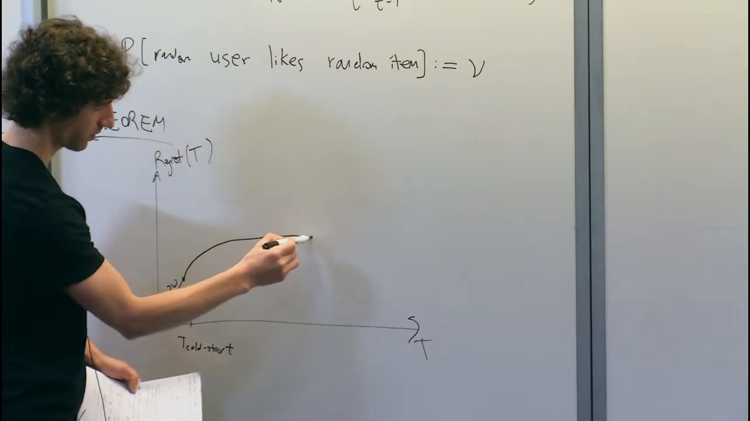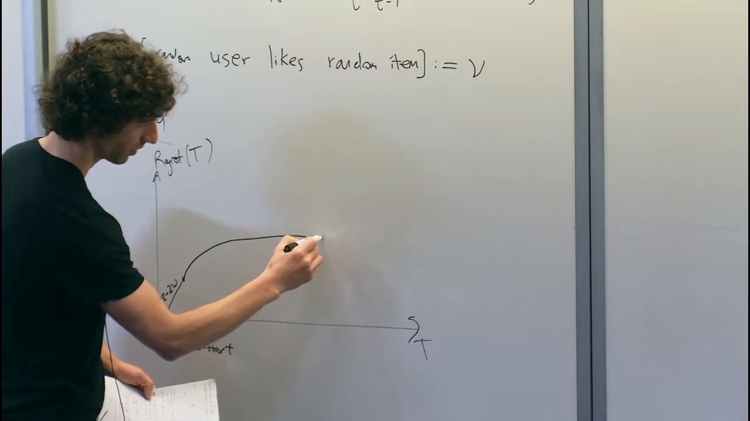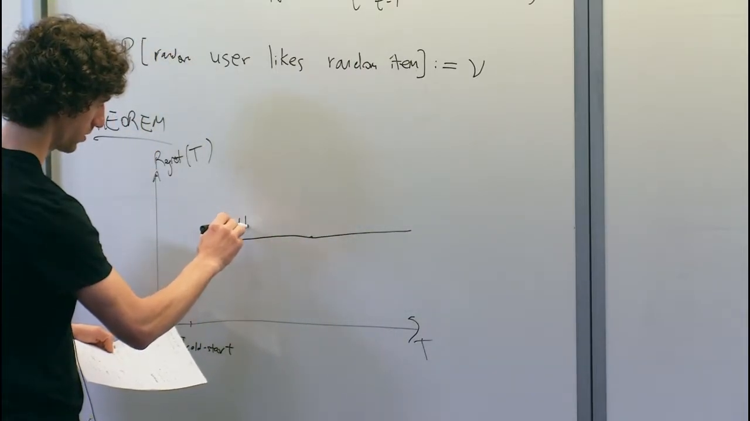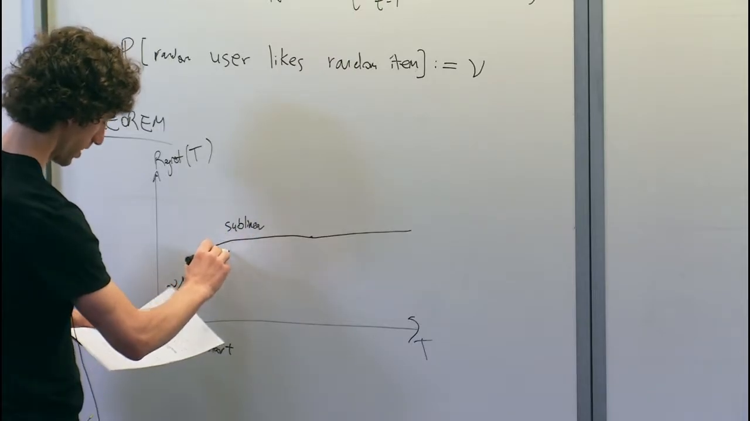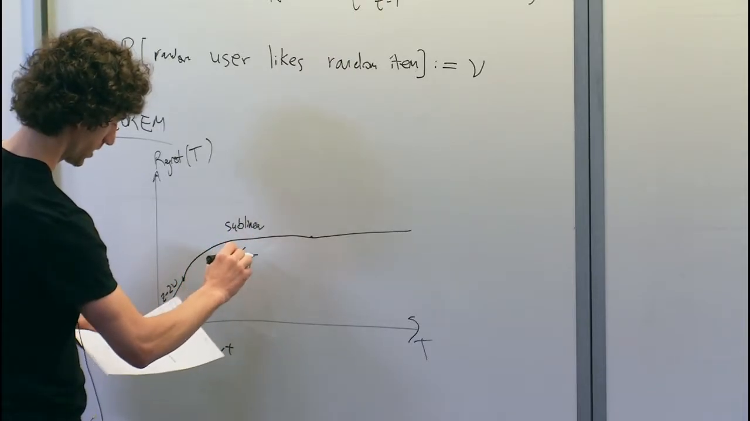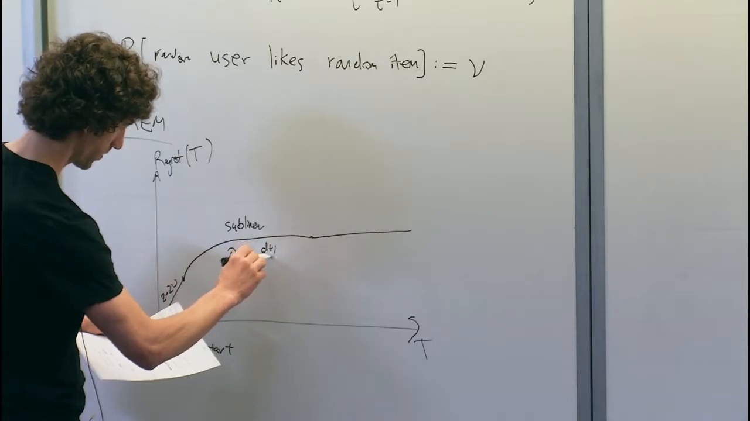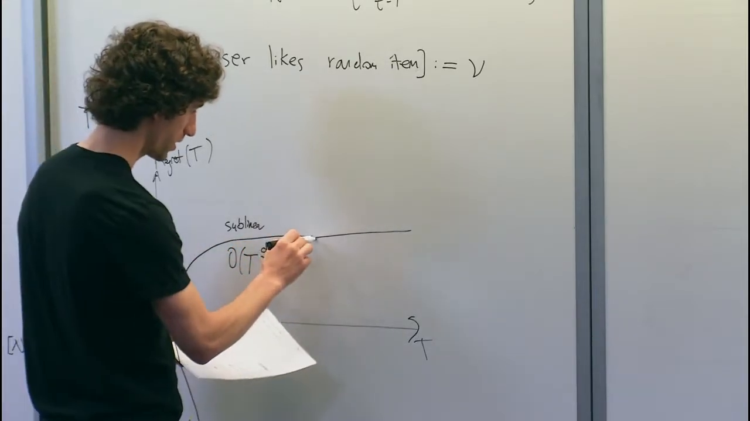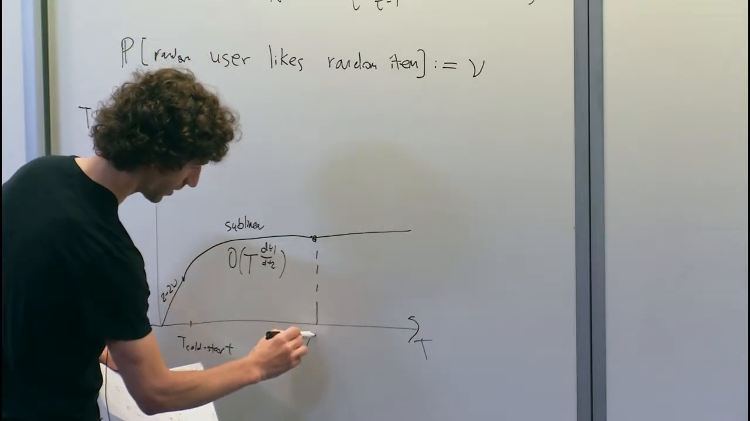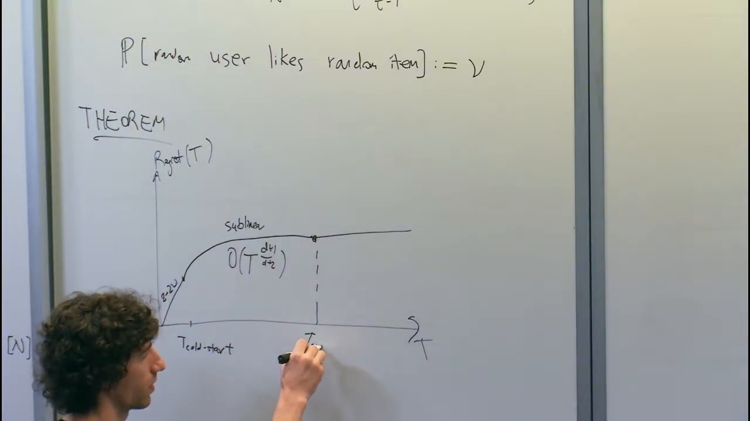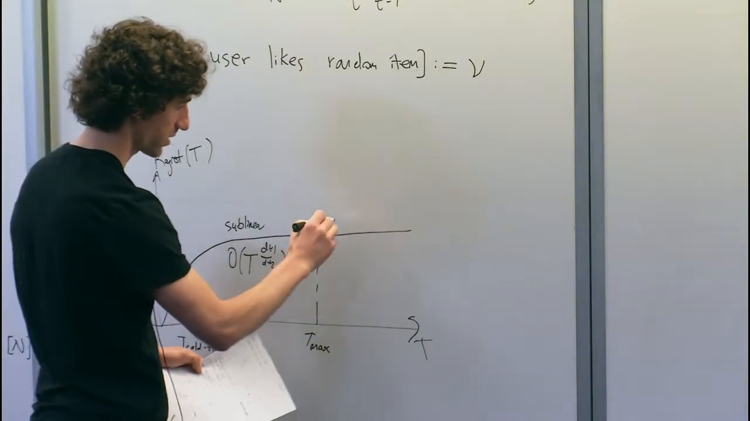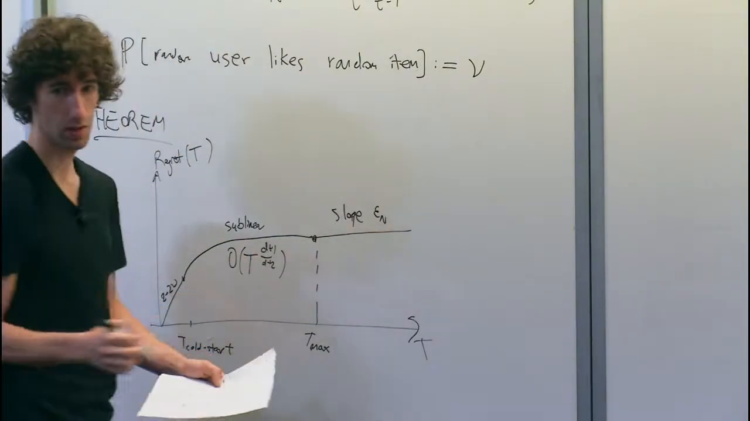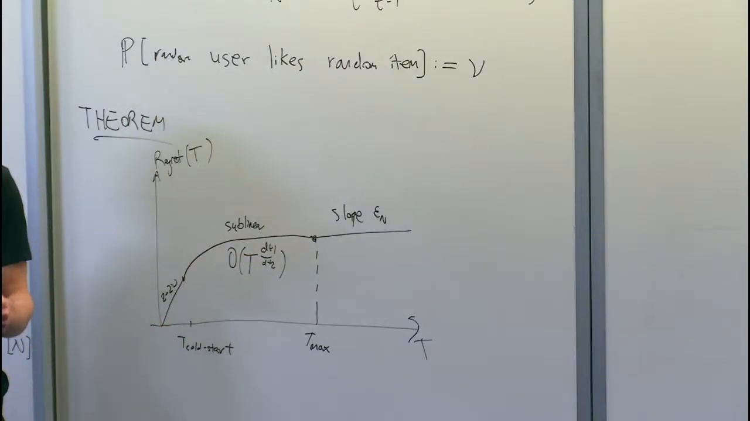One gets a sort of concave down looking thing, and it's linear, and the regret scales like big O of t to the d plus 1 over d plus 2. And then finally there's this t max, at which point the slope doesn't decrease and there's some fixed slope, which is a function of the number of users and gets smaller as the number of users increases.